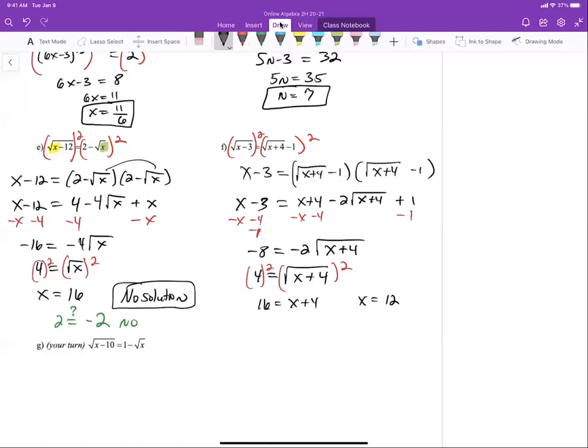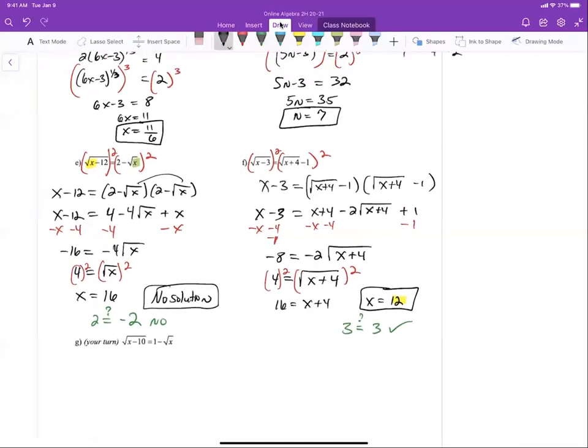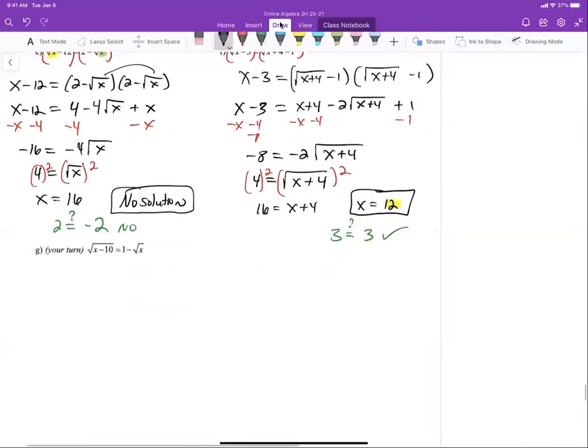All right, we now need to take this 12 and plug it into our original equation to test to see if it is a true solution. So the left side of the equation is 12 minus 3, which is 9. The square root of 9 is equal to 3. And then we're going to test the right side of the equation. So 12 plus 4 is 16. Square root of 16 is 4. 4 minus 1 is 3. And sure enough, that works. And so this is a true solution to the equation. Try one yourself.